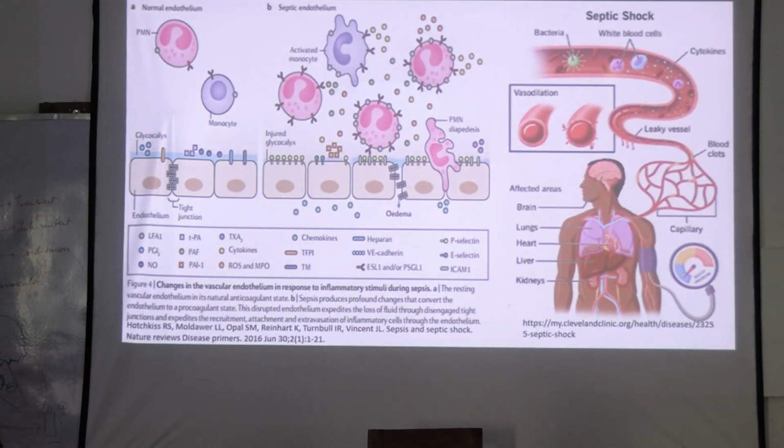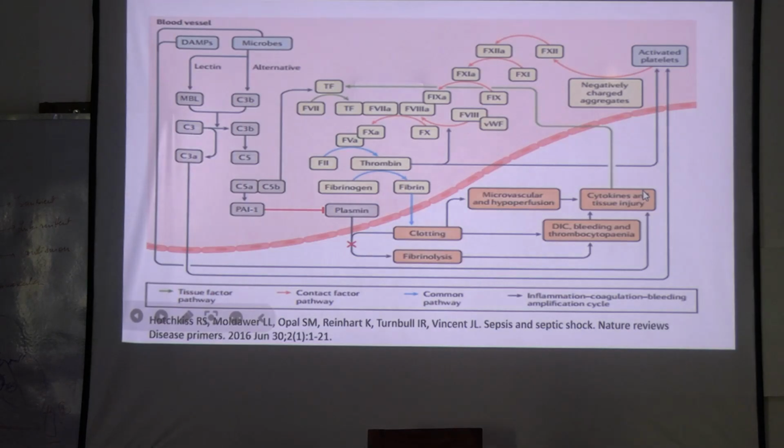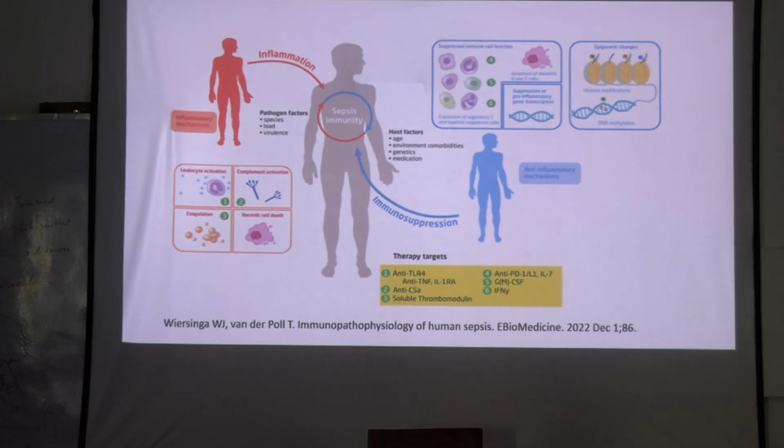So this is the picture that you can see. This is the normal endothelium. In a septic endothelium, all because of the cytokines and the activated immune cells, the endothelium is disrupted. These are the coagulation factors which are used up during this pathogenesis, which may lead to DIC. Okay.